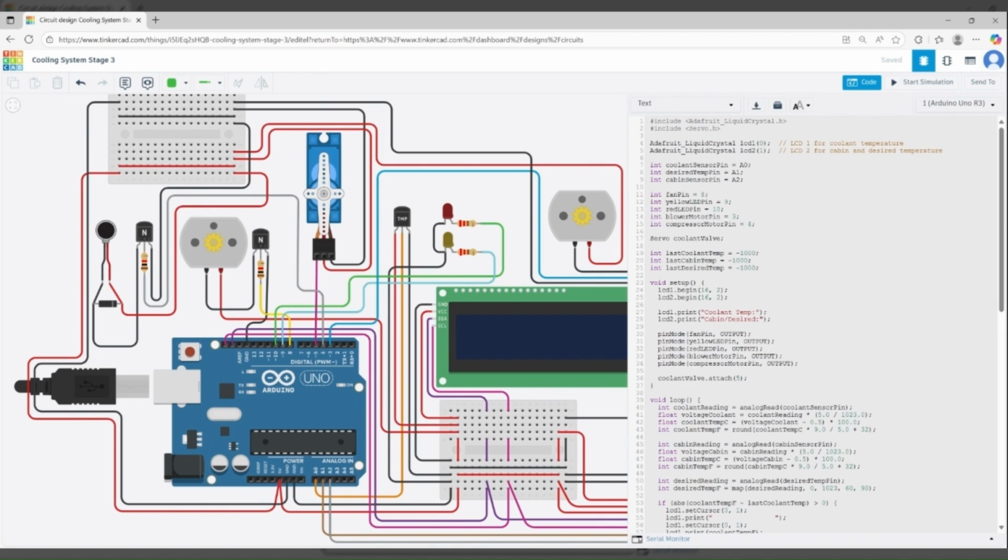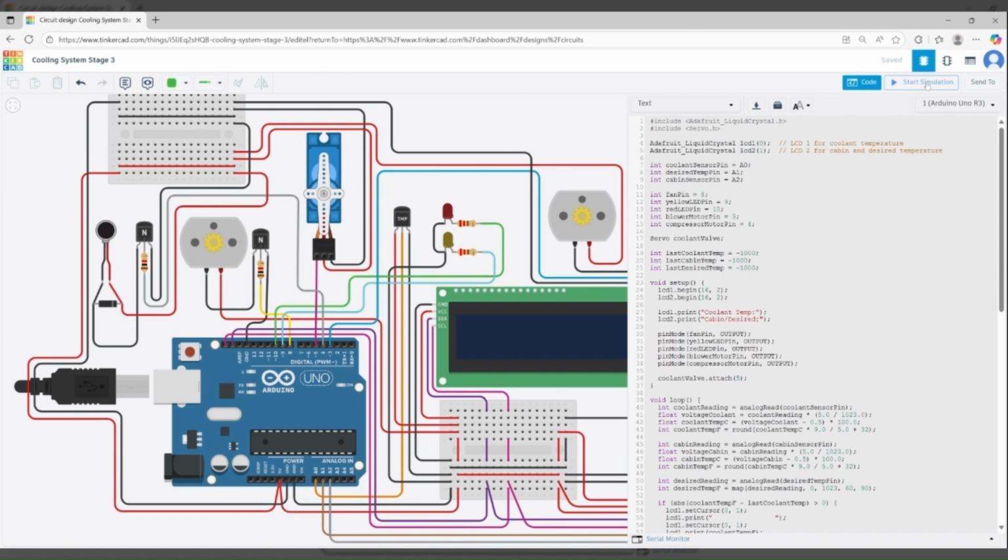The blower motor speed is scaled proportionately to the temperature difference. The greater the gap between the actual cabin temperature and the desired setting, the faster the blower rotates. Both the blower motor and the AC compressor circuits use transistors for safely switching higher current loads. The coolant cutoff actuator is connected to a PWM-capable pin on the Arduino, allowing precise control of the valve position. The LCD screens update only when temperature readings change, reducing flickering and improving readability.